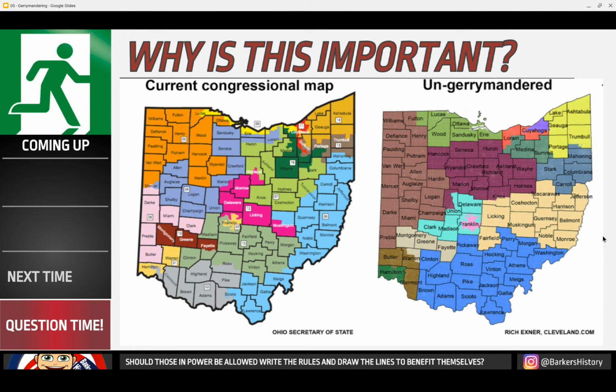Now, actually, Cleveland.com did an ungerrymandered map. So what would the map look like if it was not gerrymandered? If you just grouped people together by where they live and populations, and you tried to have an equal distribution of population, you can see it's a much, much more simplified map. And it's also having districts where the member of the House of Representatives has a much higher likelihood of actually living in the district that they represent.